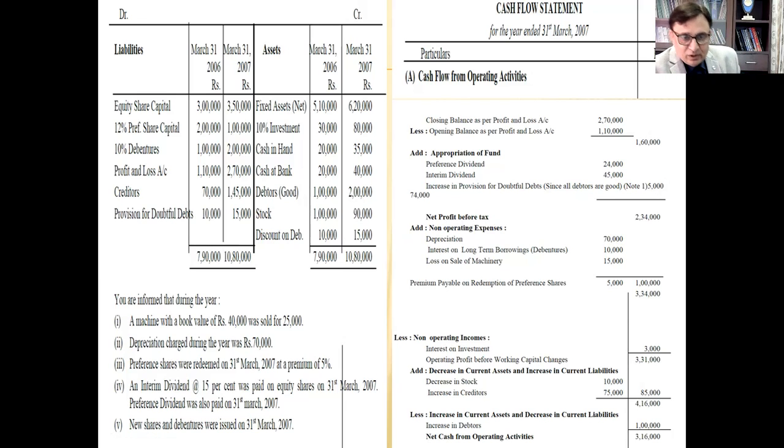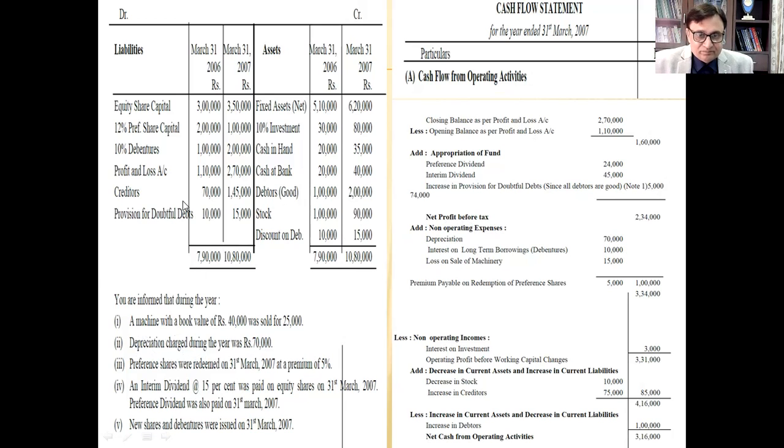Now, non-operating expenses, the expenses which are debited to the profit and loss account, either non-operating or non-cash, we will add back. In the additional information, depreciation charged during the year of 70,000 has been written. So 70,000 we will add here as a non-cash item.